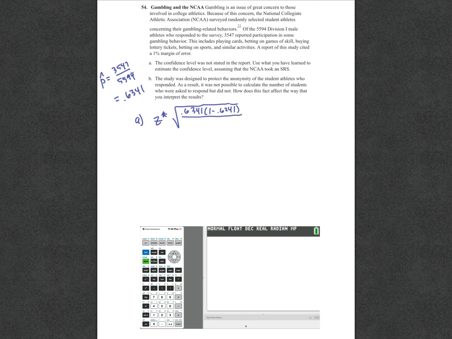And then our sample size was 5594. This is critical value times standard error, which is the margin of error, and we want that to be 0.01. So the first thing is z star is really just 0.01 divided by this whole thing. So let's do that in the calculator.